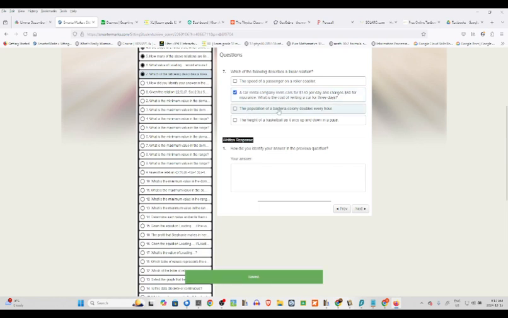The population of a bacteria colony doubles every hour. That means if we start with 1, then we have 2, then we have 4, then we have 8, then we have 16. So that's not linear. And the height of a basketball as it arcs up and down in a pass would also not be linear because gravity is always accelerating it. We don't have a constant speed.